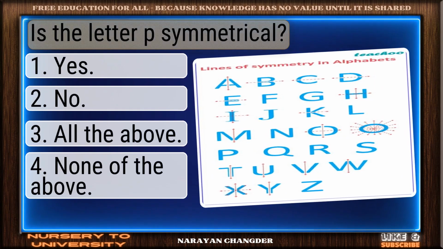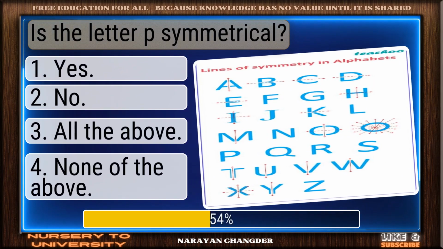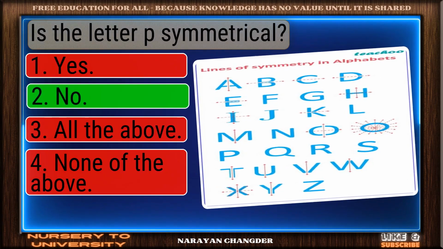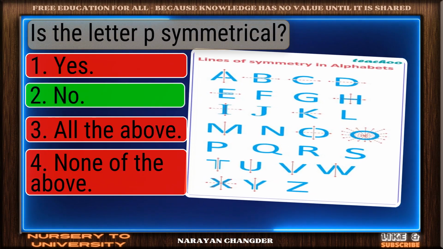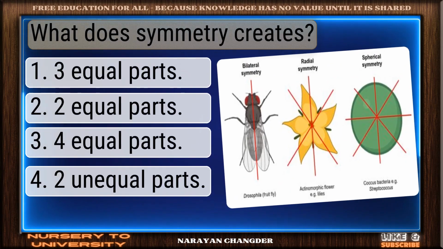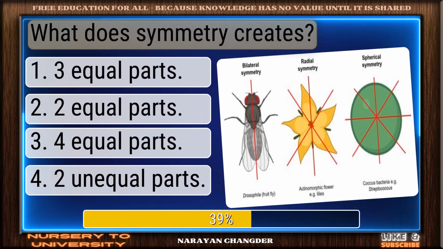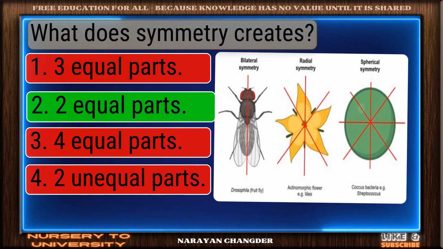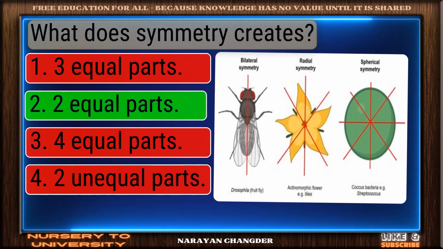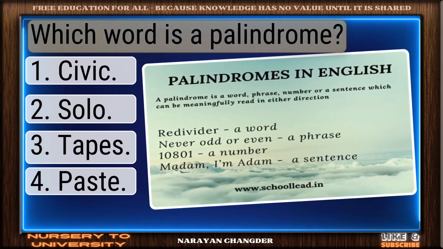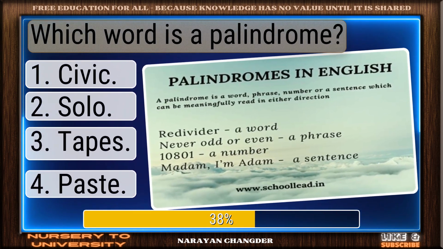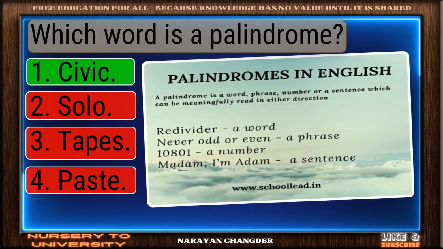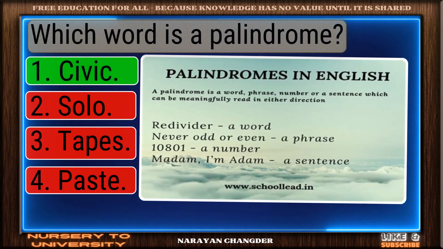Is the letter P symmetrical? You're right. No is the correct answer. What does symmetry create? Correct response. 2 equal parts is the most accurate answer. Which word is a palindrome? You chose civic, and it is correct.